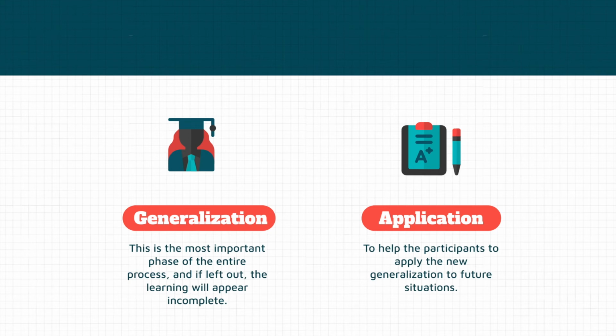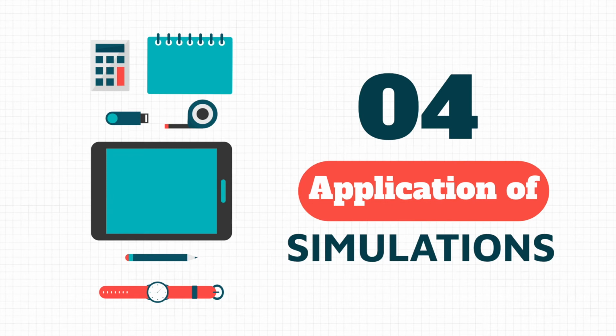incomplete. Lastly, the application, which is the final stage of the process that helps the participants to apply the new generalization to future situations. Overall, the application phase is designed to give the participants a chance to apply the new concepts, feelings, and ideas in real-life situations. So now we're going to be discussing the application of simulations.